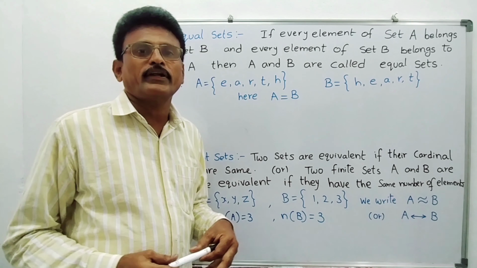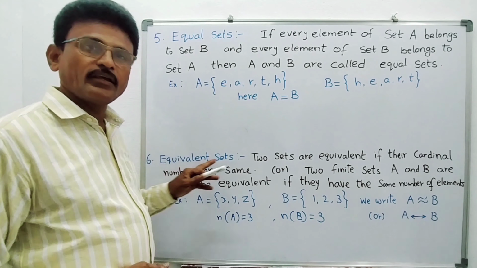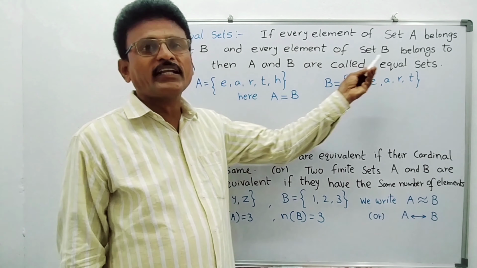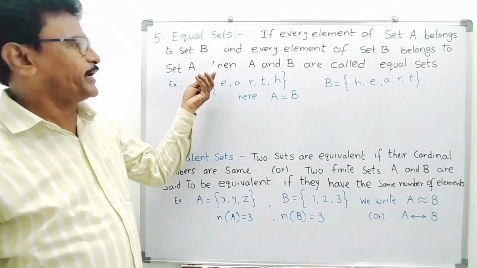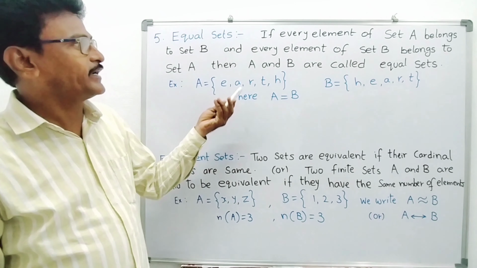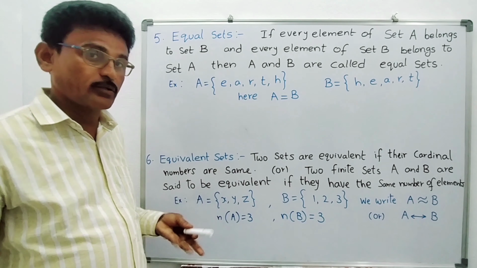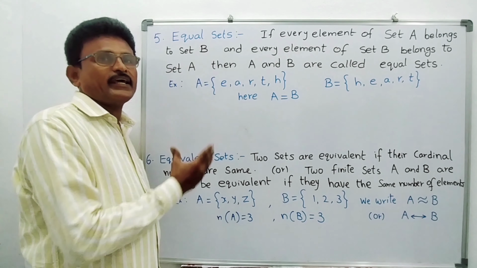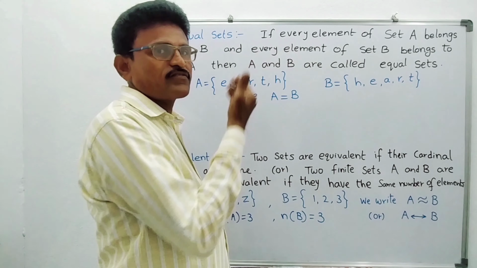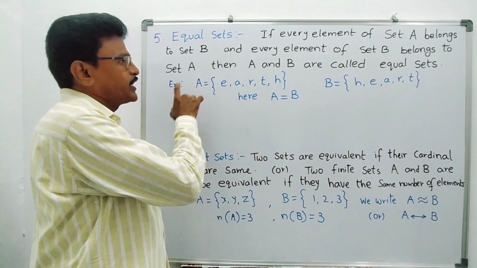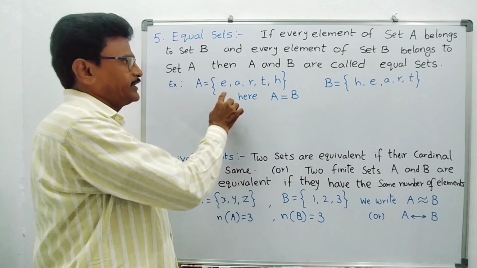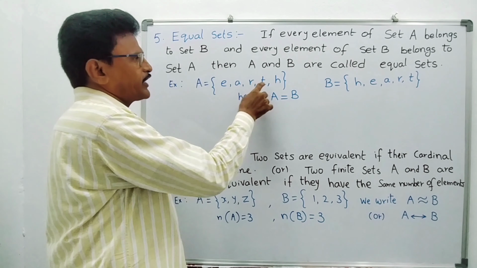Students, now we will discuss equal sets and equivalent sets. See, what are equal sets? If every element of set A belongs to set B and every element of set B also belongs to set A, then A and B are called equal sets. It means all the elements of set A are also elements of set B and all the elements of set B are also elements of set A. Right? See the example. A: here, the word earth, those letters we are taking, E-A-R-T-H. 1, 2, 3, 4, 5.